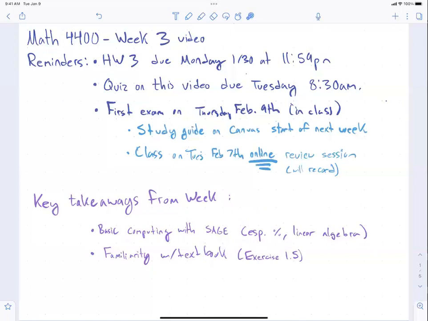And then also, maybe you haven't started this yet, but as you work through the homework, when you get to exercise 1.5, that asks you to work through the very short first chapter in the textbook, and you'll get some familiarity with how the textbook is set up, how it incorporates SAGE cells inside of it. That will be a useful takeaway from this week, because from here on out we're going to follow the textbook a little bit more closely.